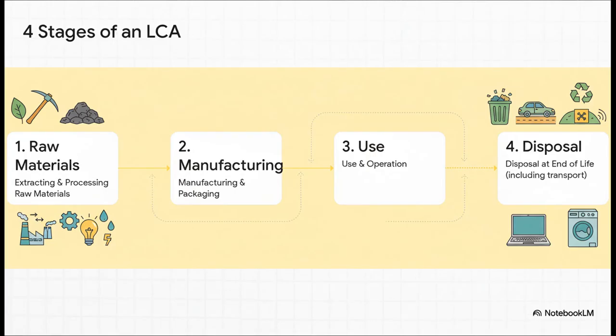So for your exam, you need to know these 4 key stages. Stage 1 is getting the raw materials. Think drilling for oil or chopping down trees. Stage 2 is the manufacturing and packaging, all the energy and water used to turn those raw materials into the final product. Stage 3 is the product's actual life, how it's used. And finally, Stage 4 is disposal, what happens at the very end. And don't forget, you have to factor in the transport between every single one of those stages too.